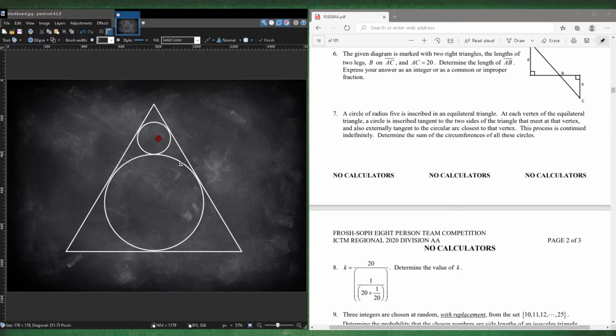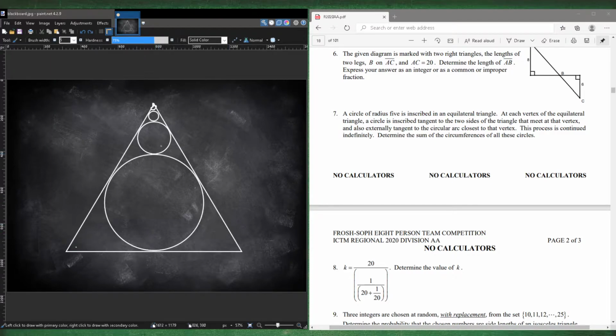Something like this, a little bit over. Okay, and then another one, right? And this goes on indefinitely. So it makes one right in the small section like right here, and then even smaller and smaller. And it does that for all three of these corners, etc.